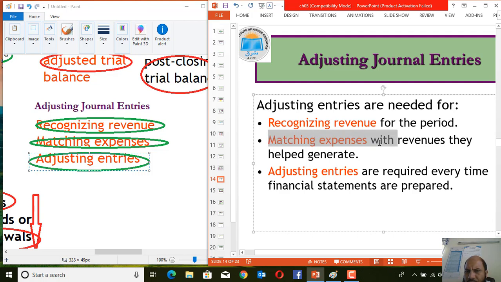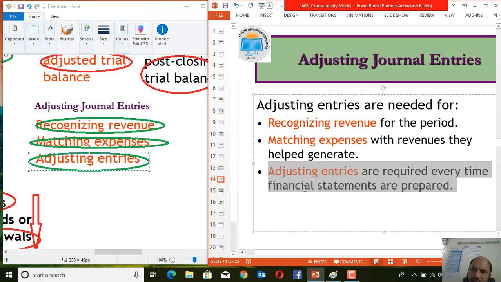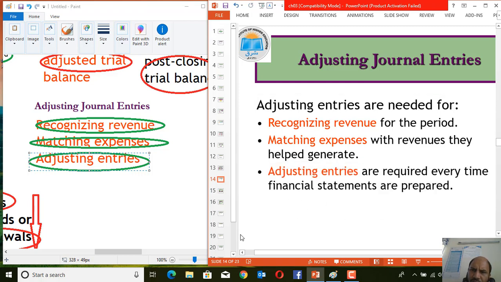Second, matching expenses means the revenue we have collected was generated with the help of these expenses, and adjusting entries are required every time for the preparation of the financial statement. So for these three purposes we are making the adjusting journal entries.